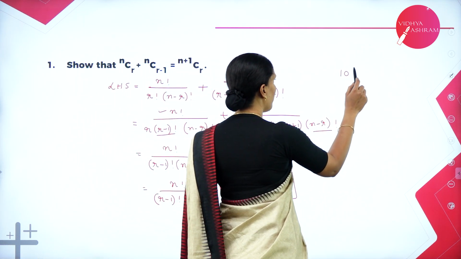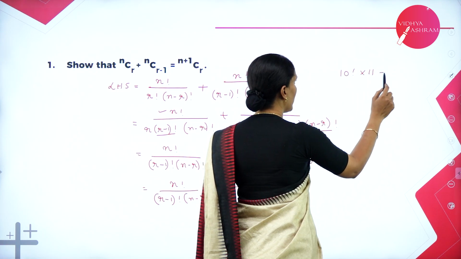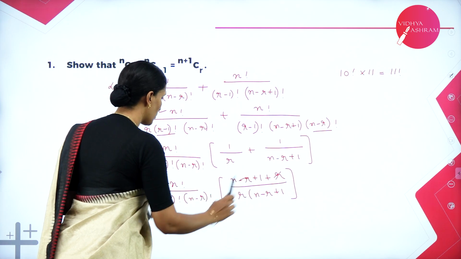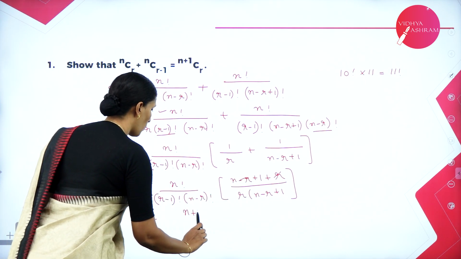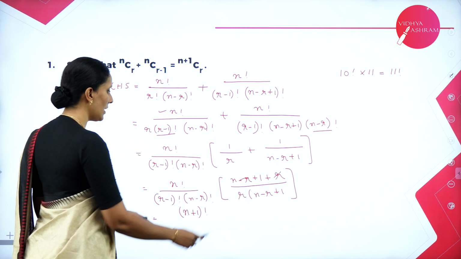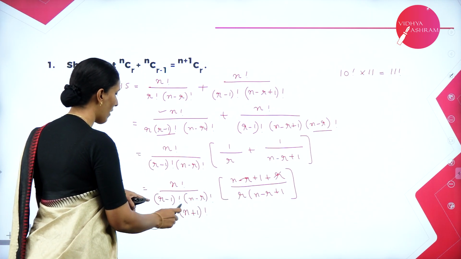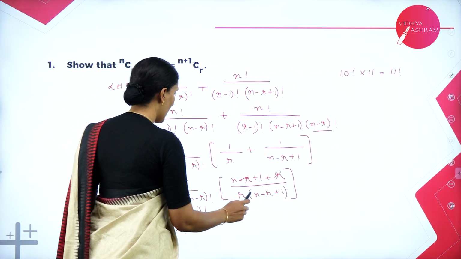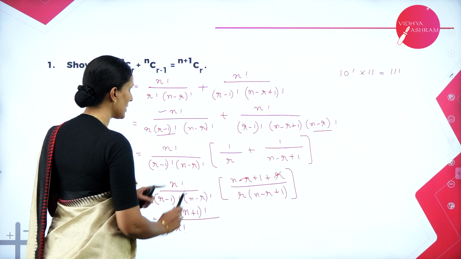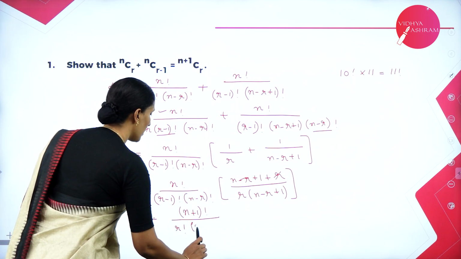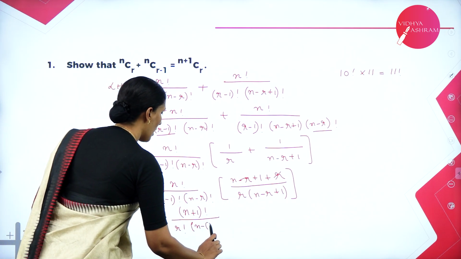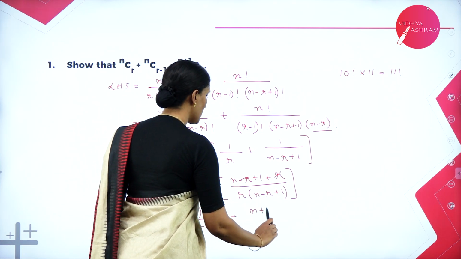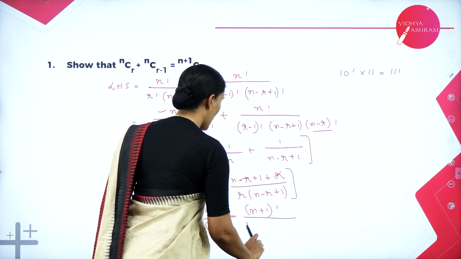If you have 10 factorial into 11, this can be written as 11 factorial. In the same way, N factorial into N plus 1 can be written as N plus 1 factorial. Again here, R into R minus 1 factorial can be written as R factorial. And N minus R plus 1 into N minus R factorial can be written as N minus R plus 1 factorial. So now this can be written as N plus 1 factorial divided by R factorial.